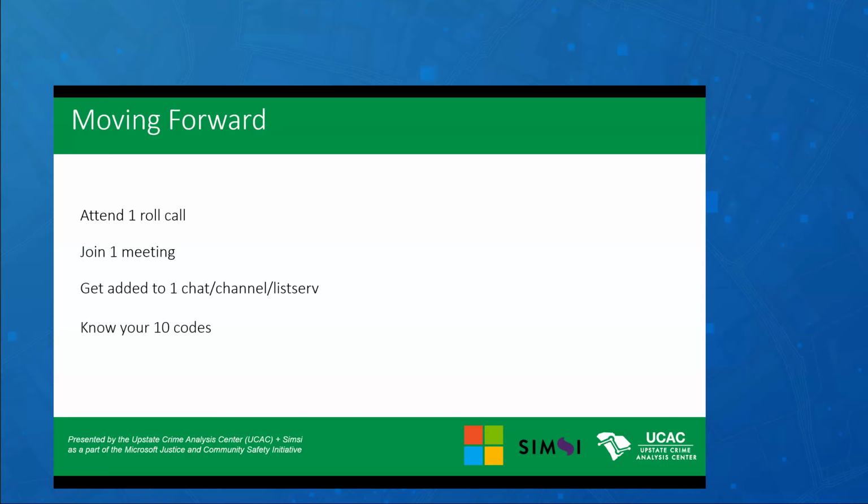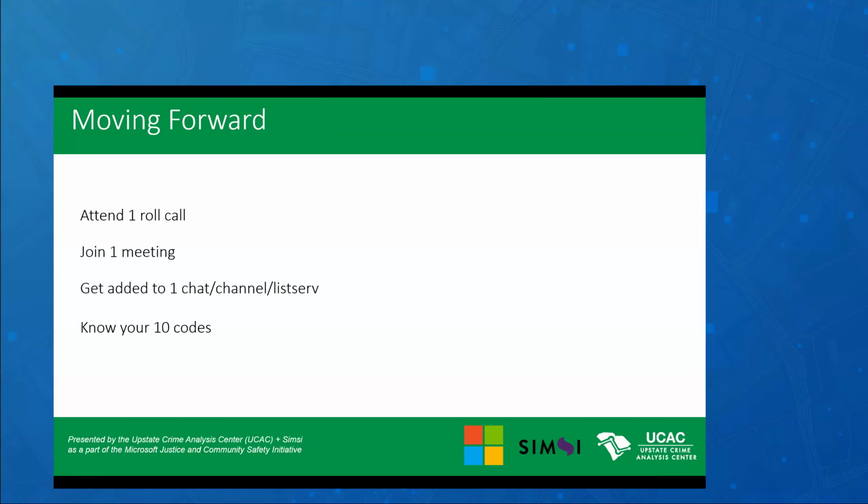And if you're already doing these things, better implement them into your product. Maybe create a product based on something that you have observed in roll call or in one of those investigative meetings. But you should also know your 10 codes.